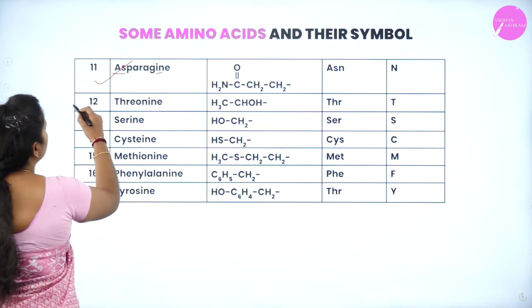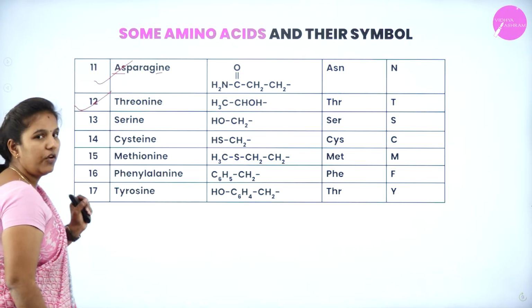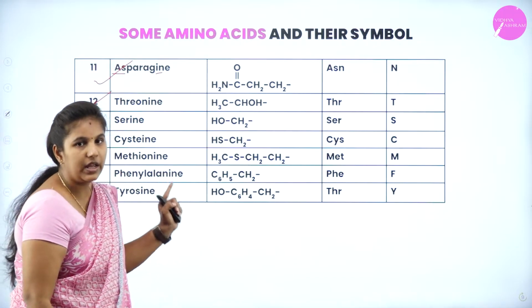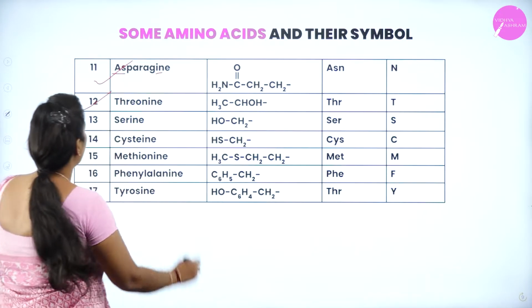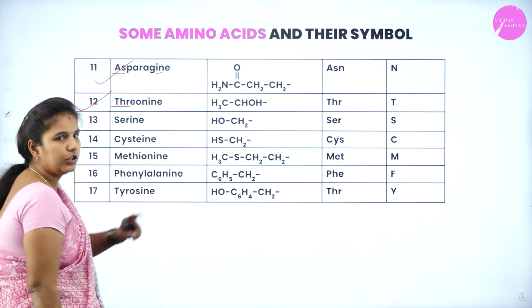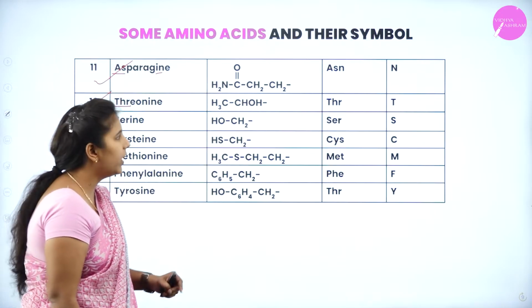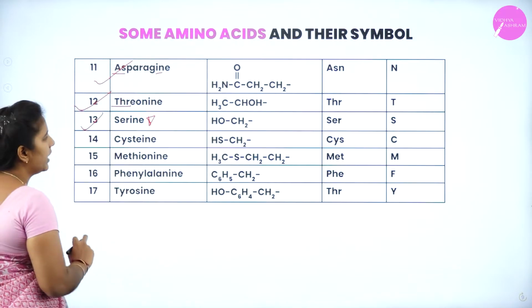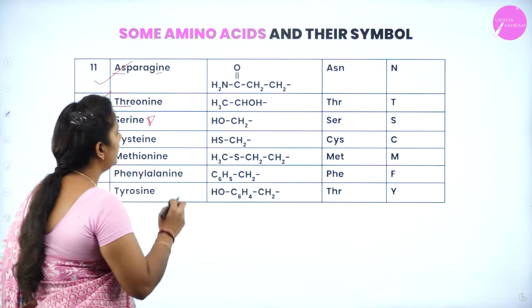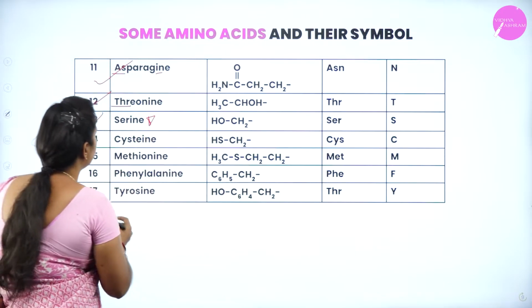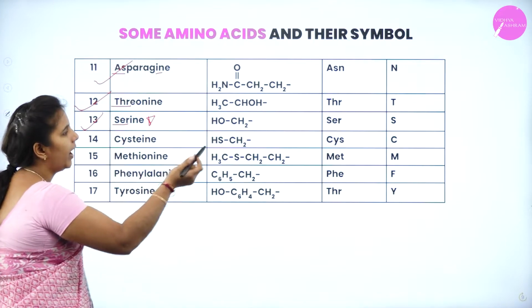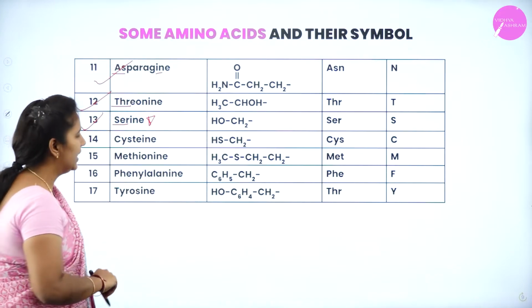Then for threonine, the variable group will be CH3CHOH, and it will be represented as THR for the 3-letter word, and for the 1-letter code we have used T. And for serine the variable group will be CH2OH, and it will be represented as SER and the 1-letter code will be S.